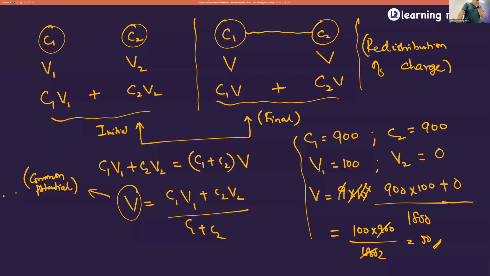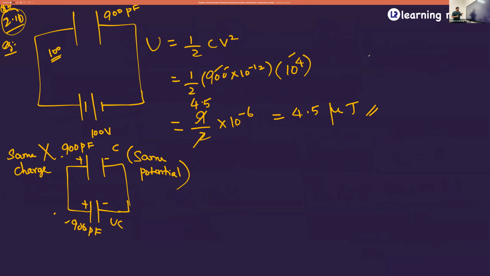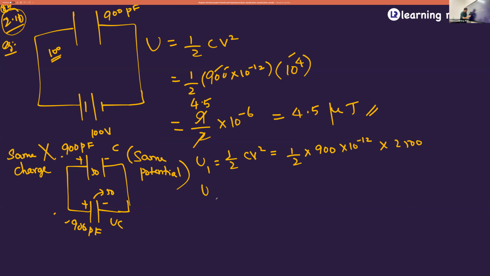So using this concept, solve this problem. What is going to be the potential here? It will be 50. What will be the potential here? It will be 50. So what is the new energy of the system? U1 is how much? Half CV square. So it is half into C, which is 900 into 10 power minus 12, into what is the value of V square? It is 2500. What is the value of U2? Half CV square. It will be the same value. Half into 900 into 10 power minus 12 into 2500.